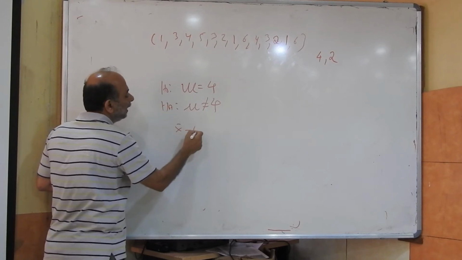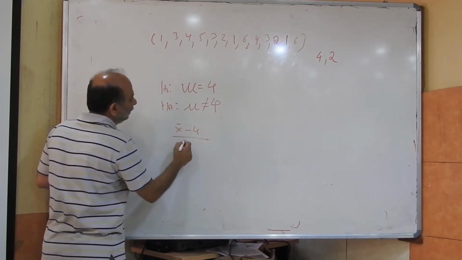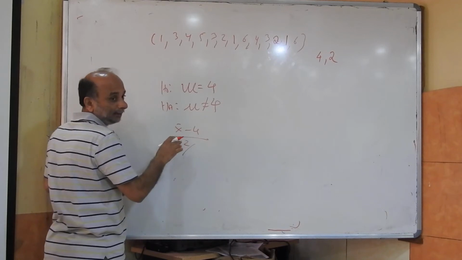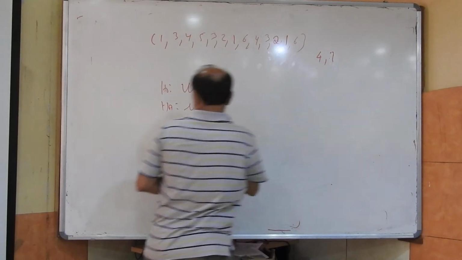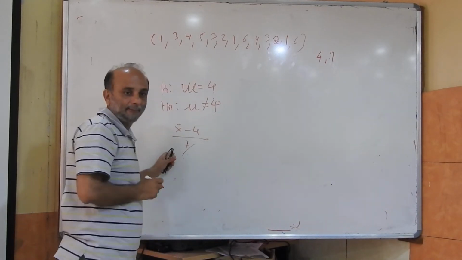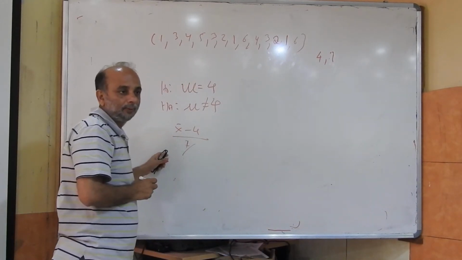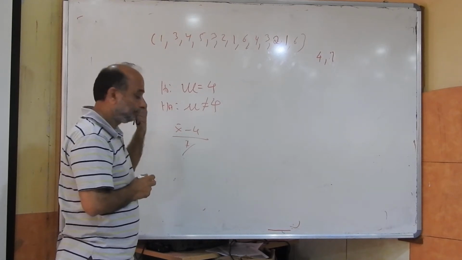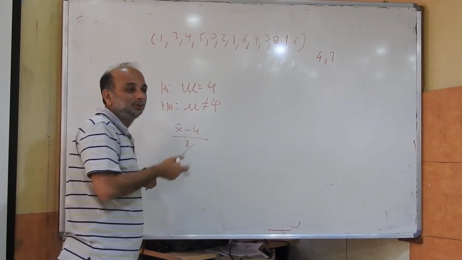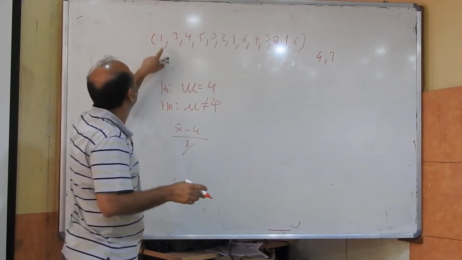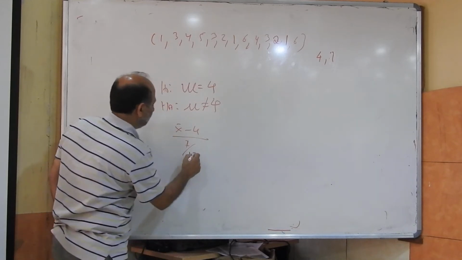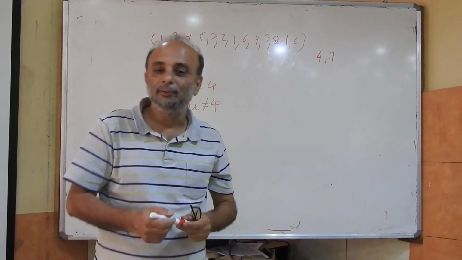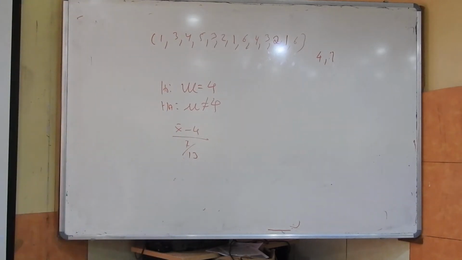then x bar minus 4 divided by sigma by root n. Let me make this, just to give you a root, I'll just put it 1. Because I don't want a square root. Square root 2 is where? This should lie between minus 1.96 and plus 1.96, 95% of the times.